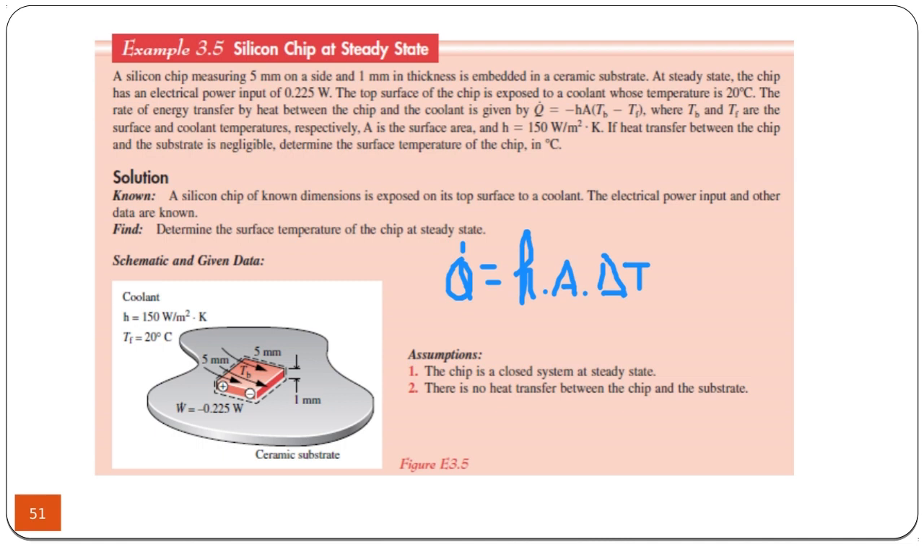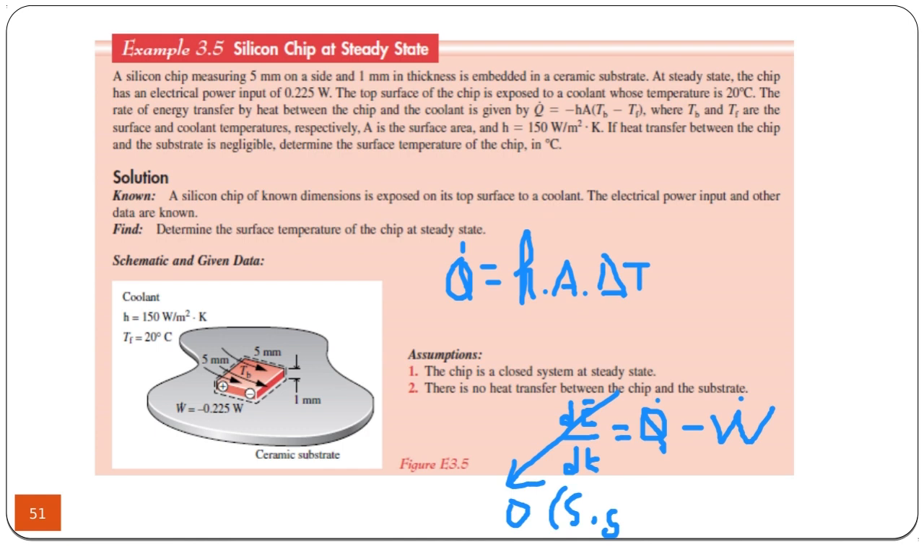So we are going to write the conservation of energy equation in rate form. So we will do it like this. The total energy change per unit time is equal to Q dot minus W dot. And as in the previous case, if it's steady state, which it is, then this goes away because it's steady state. And W dot is given, which is the power supplied to the chip. And we would like to find out the value of the Q dot, which is actually the heat loss to the surrounding. And once we find the Q dot, it's equal to h times A times delta T. And from here, we can find the surface temperature of the chip.